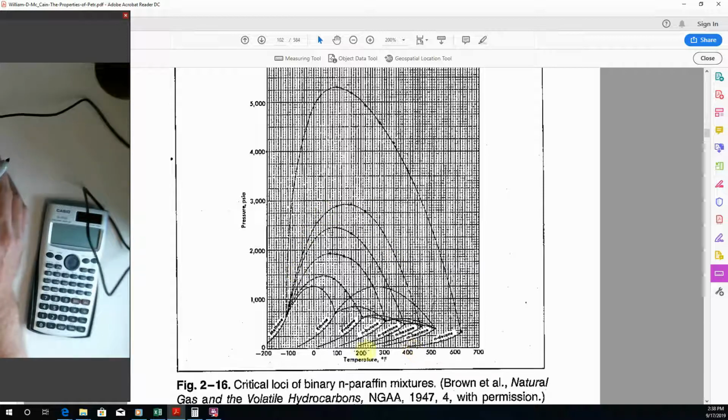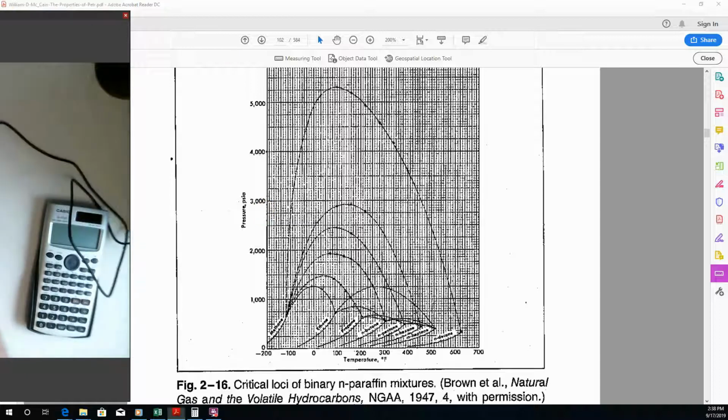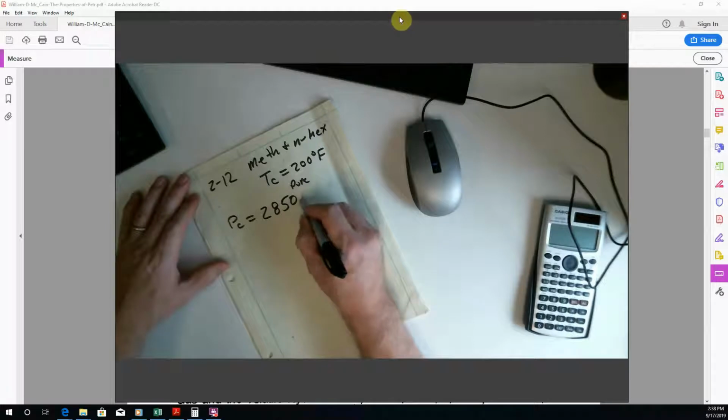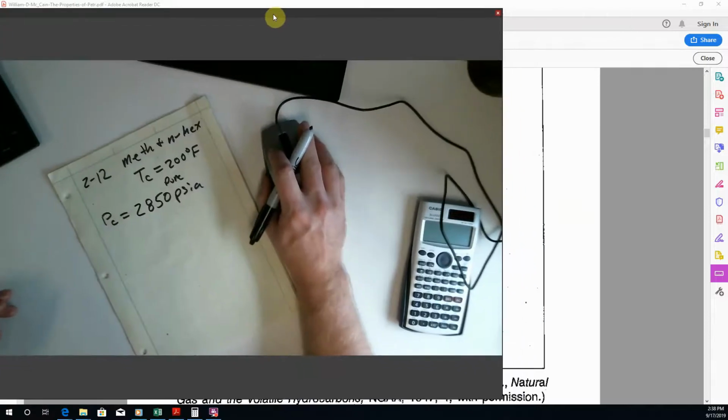So we're looking at 200 degrees Fahrenheit. So if I come up 200 degrees, measure about right in there, and then over here, it looks to be about 2750, 28, maybe 2800 and something. Let's say, I'll write it down. I'll say it's about 2850 psi. So now let's compare that to the values.